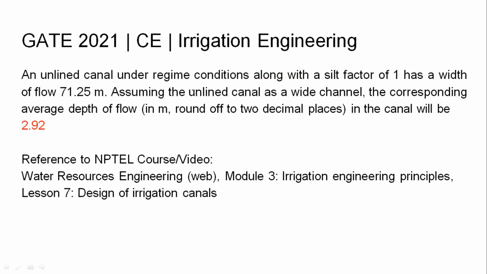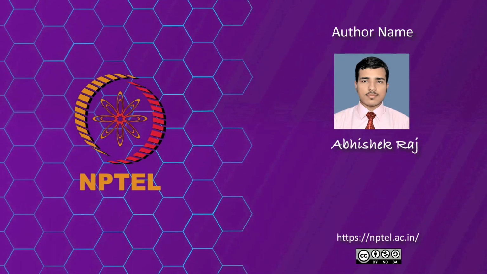So Lacey's method was used for the unlined canal whose width and silt factor were given, and the corresponding depth of flow was obtained as 2.92 meters. The relevant NPTEL reference has been listed here.